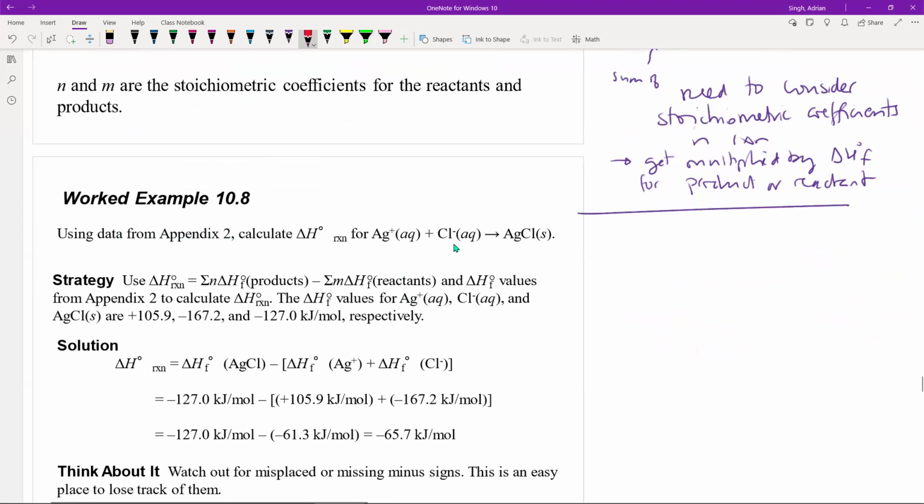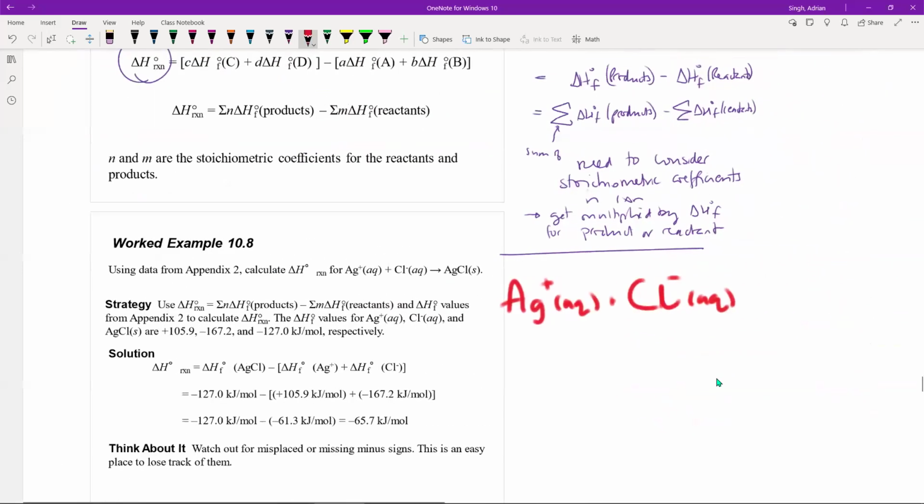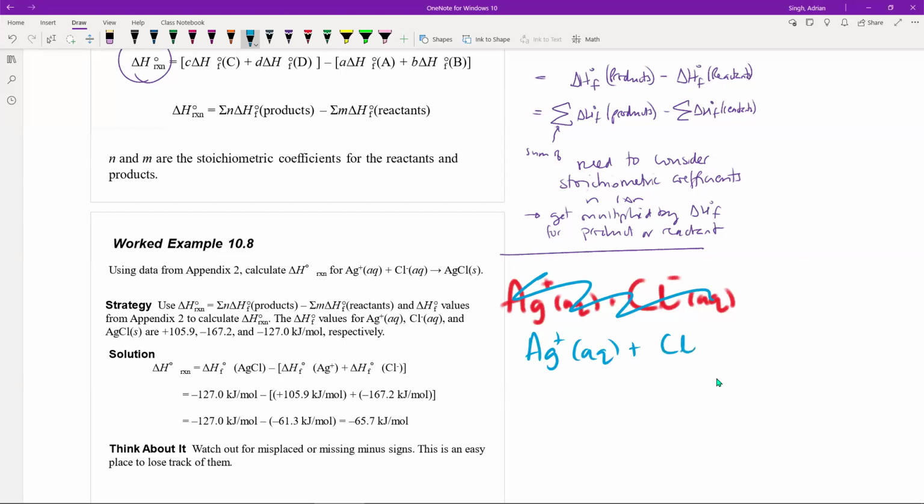Let's write that out. We have Ag plus (aq) plus Cl minus (aq) to produce silver chloride. Let me use a different page. Okay, so Ag plus plus Cl minus to give AgCl solid.